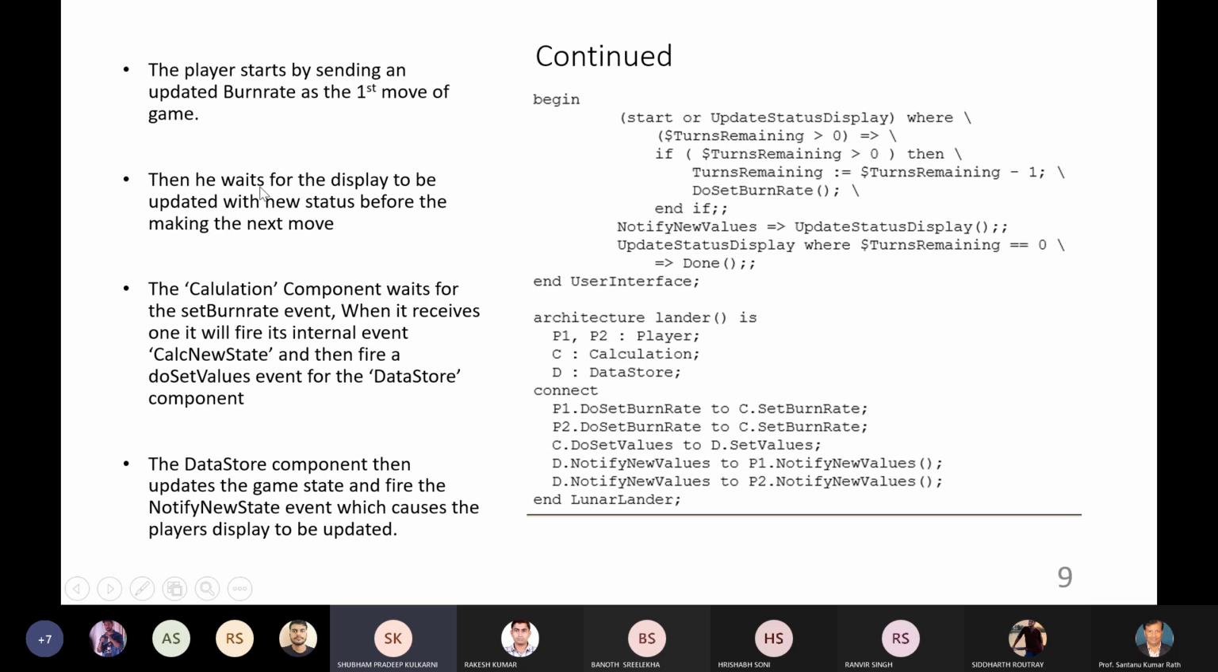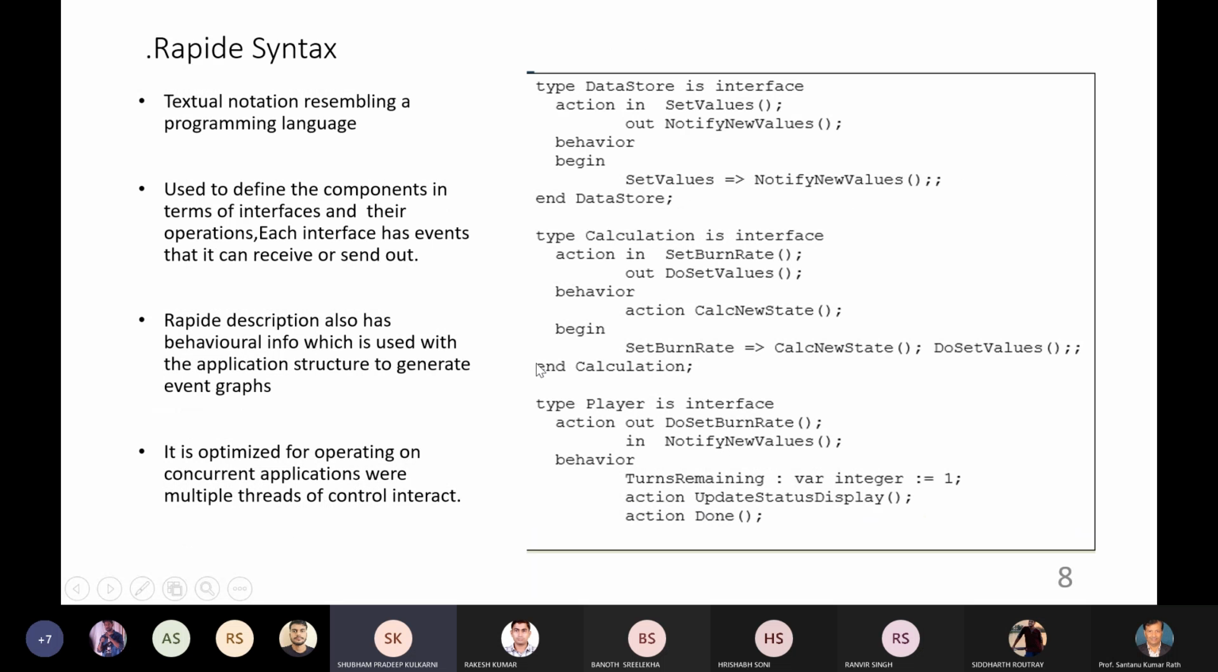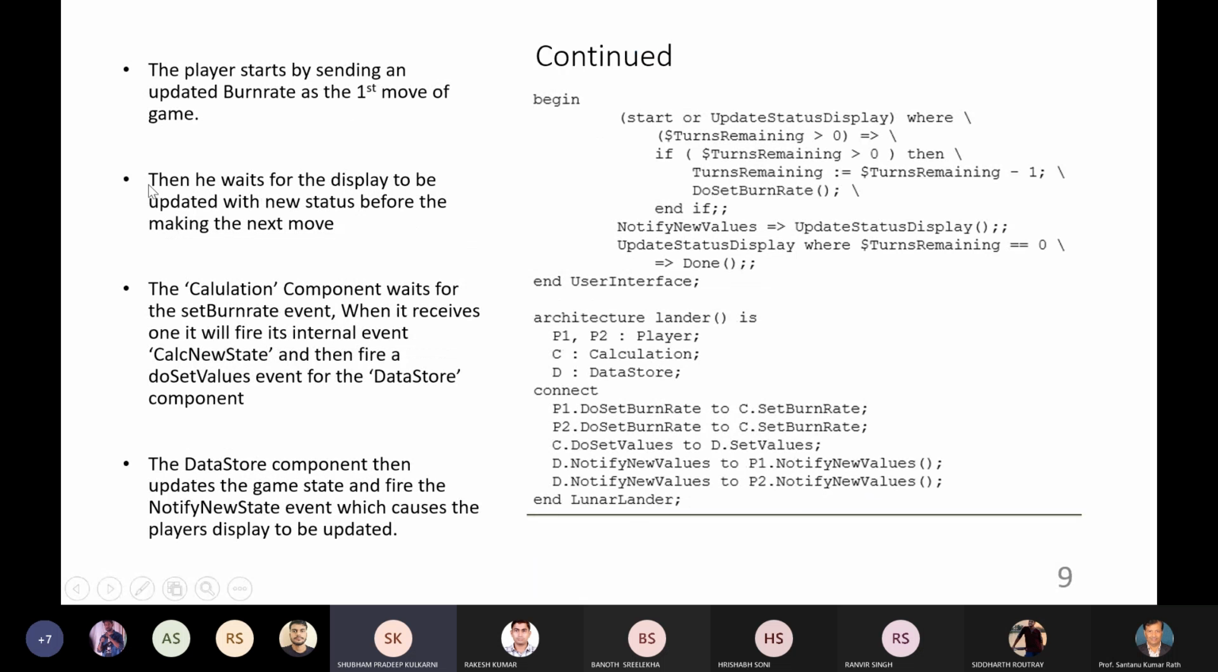Then the player waits for the display to be updated with the new status before making the next move. So it waits. Then the calculation component waits for the set burn rate events, which it is getting from the player component here. When it receives one, it will fire its internal event called calculate new state, as you can see here in the code. That event is fired, and it fires a do set values event for the data store component.